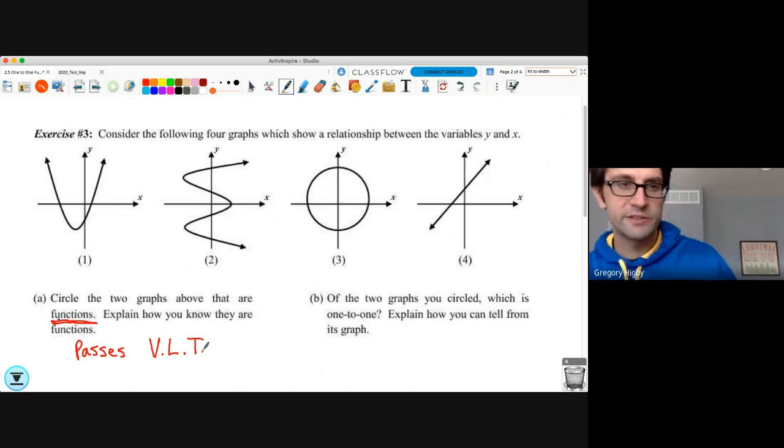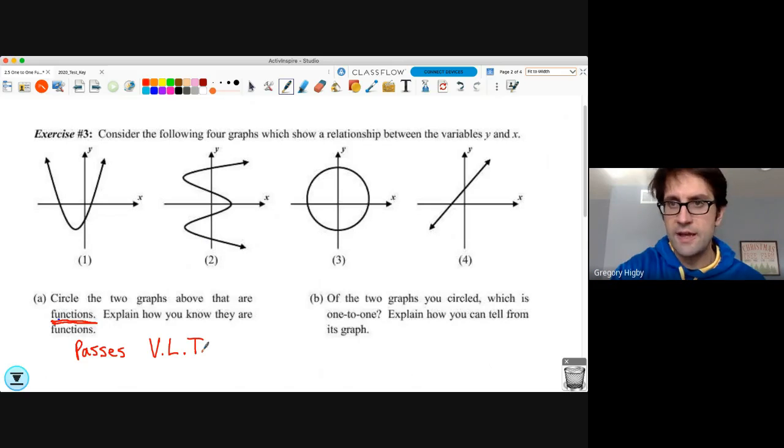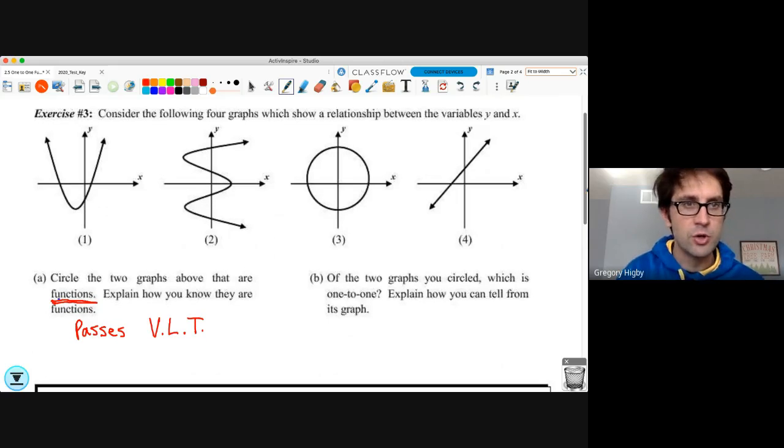Okay, we did that a couple weeks ago. So as a reminder, you may have forgotten, when you draw a vertical line, if it hits more than 1 point, like this one does, it hits 1, 2, 3, 4 times on that curve, that's basically another way of saying that the x values repeat.